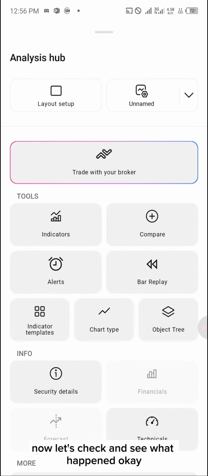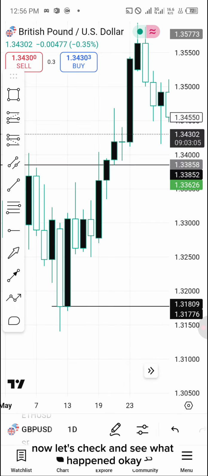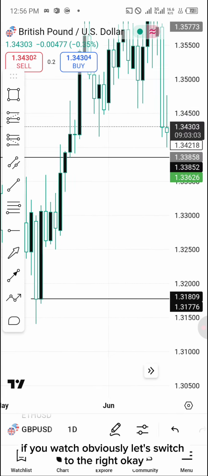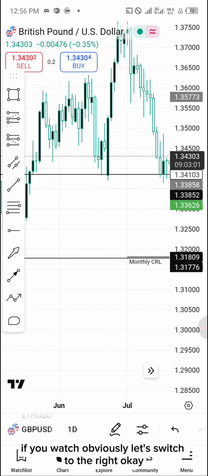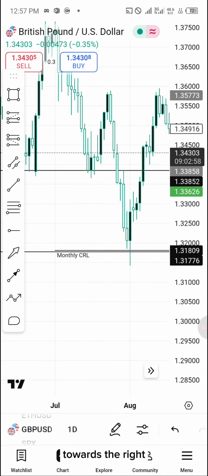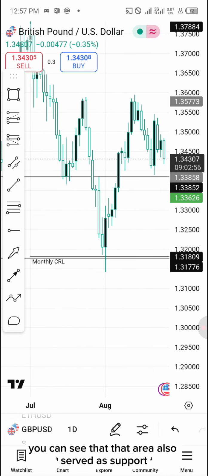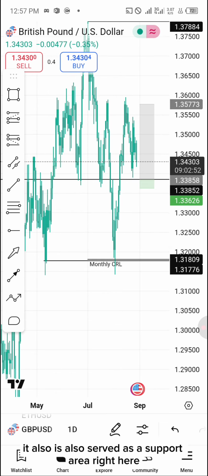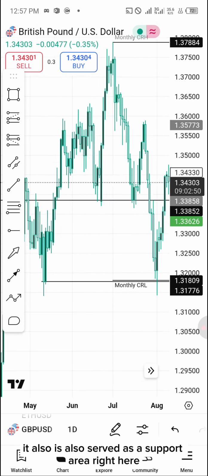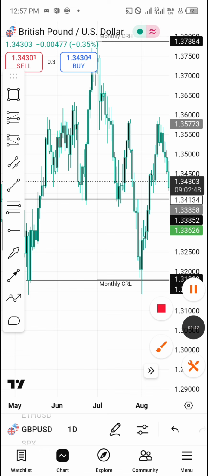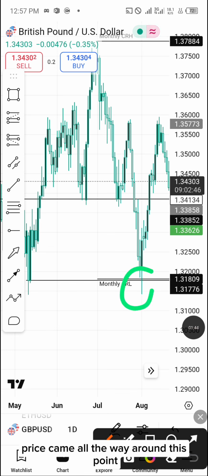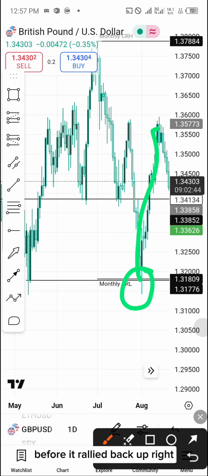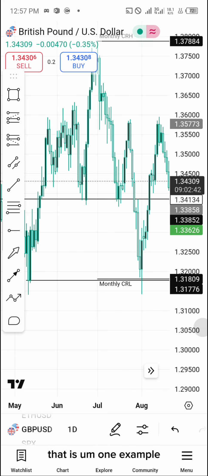Now let's check and see what happened. From here, if you watch, let's switch to the right. Towards the right, you can see that that area also served as support. It also served as a support area right here. You can see that price came all the way around this point before it rallied back up. That is one example.